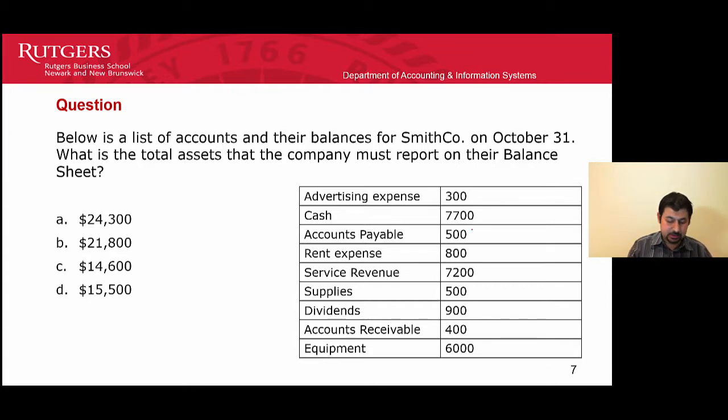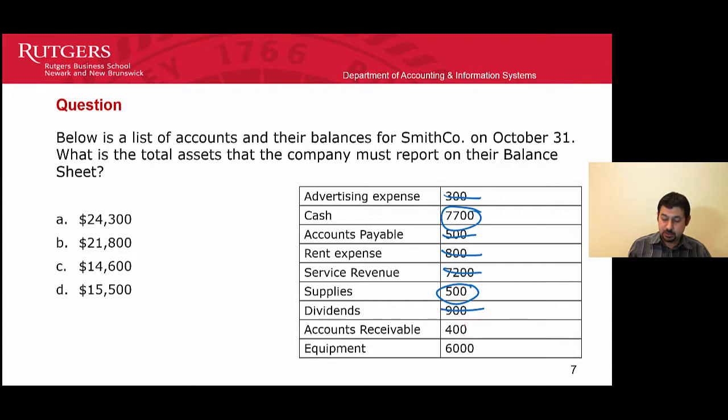So in this case, we start by looking at the first one. The first one is advertising expenses. Now, is it an asset account? No, this is a stockholders' equity account, so we do not count it. Cash? Yes, it is. Accounts payable? It's a liability. Rent expense? Stockholders' equity account. Service revenue? Stockholders' equity account. Supplies? That's an asset. Dividends, stockholders' equity account.